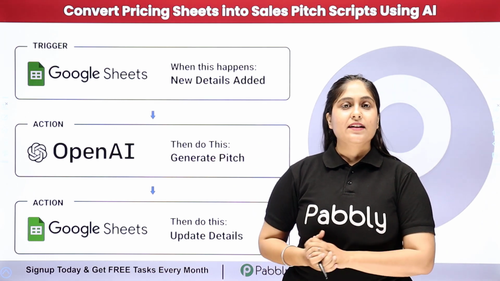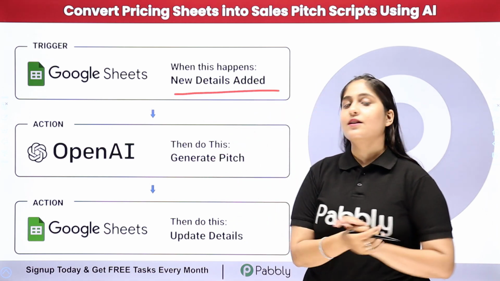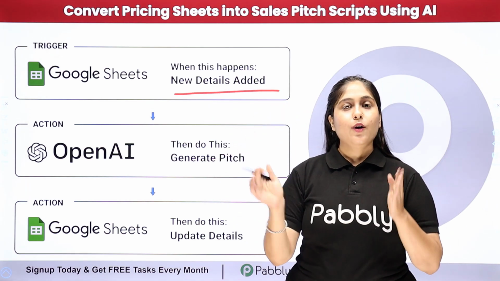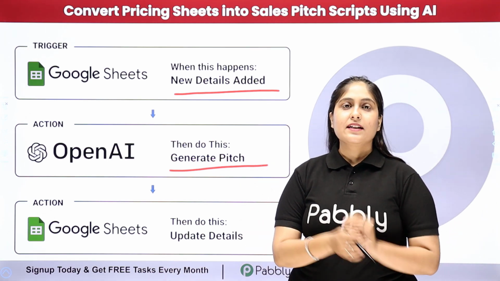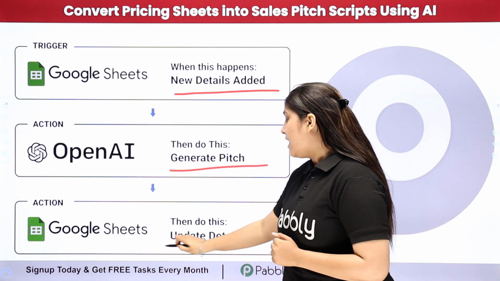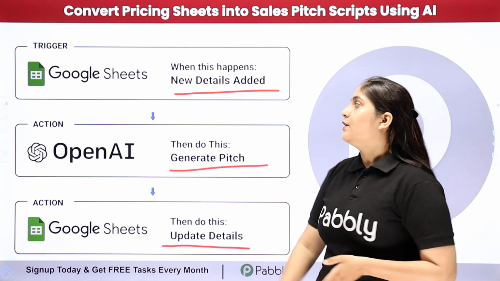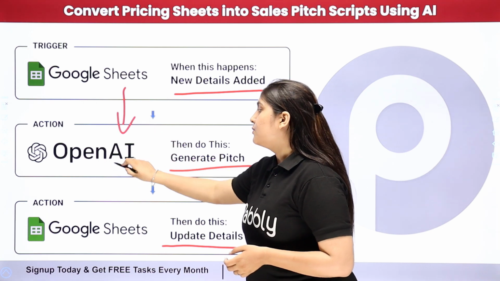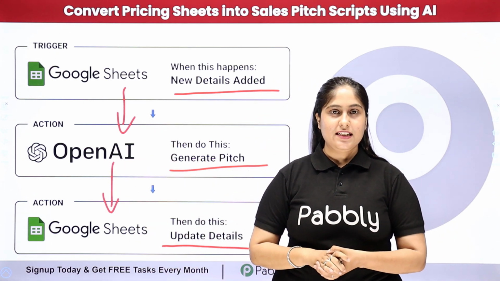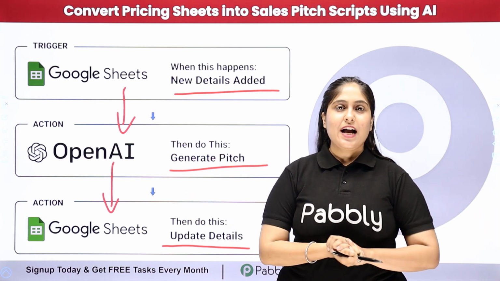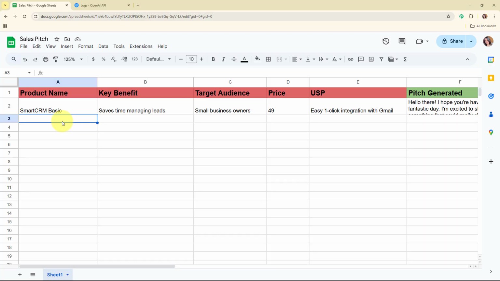So as a sales manager, my objective is that whenever I'm going to add a new detail in my Google Sheets, then automatically using the details, OpenAI should generate the sales pitch. And after generating the pitch, automatically that should be updated in my Google Sheets under a specific column. So now here to automate the entire process, I need to connect my Google Sheets with OpenAI and Google Sheets again using an automation software named Pabbly Connect. So to see the working of this automation and to learn this process step by step, let me take you to my screen. Welcome to my screen.